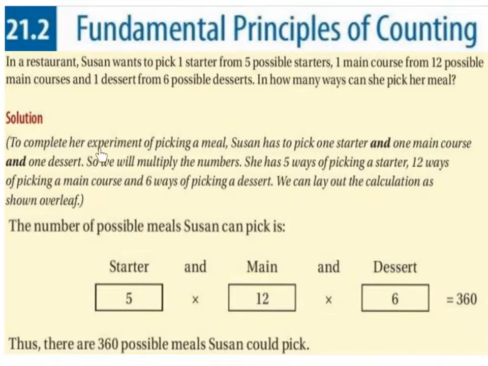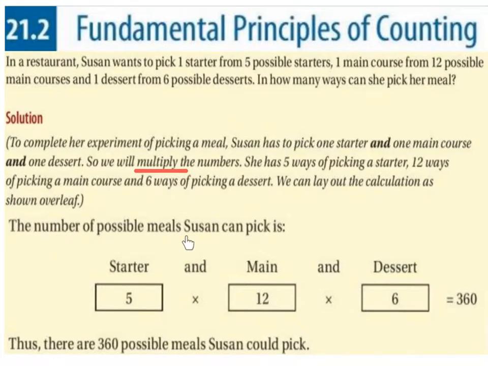To complete her experiment of picking a meal, Susan has to pick one starter and one main course and one dessert. Remember, in probability, and means multiply. So we will multiply the numbers. She has 5 ways of picking a starter, 12 ways of picking a main course, and 6 ways of picking a dessert. We can lay out the calculation as shown below or over.